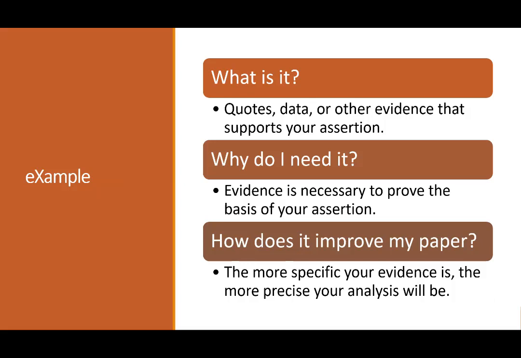So the next point is example. Now that you have your clear assertion or claim, you need to support it. Your example is quotes, data, or other evidence that supports your assertion. These might look different depending on what field you're coming from. If you're in the humanities, it might be quotes from literary texts or manuscripts. If you're coming from sciences or social sciences, maybe this will be more hard data or statistics. It's whatever specific pieces of evidence best support your claims.